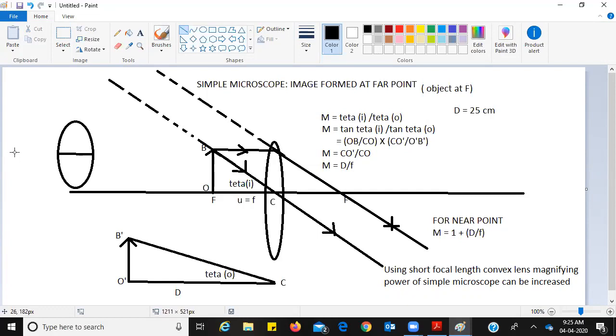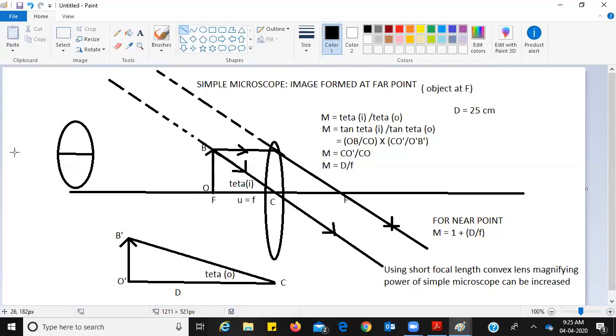So what we learned before starting the optical instruments topic: when you combine two lenses, the total magnification is the product of the individual magnifications. M is equal to M1 times M2. So we are going to use two lenses so that, without any other defect, you can get a higher magnification.